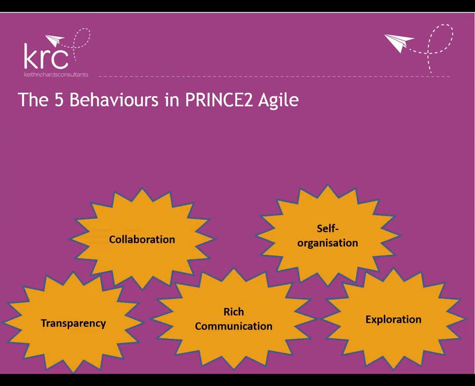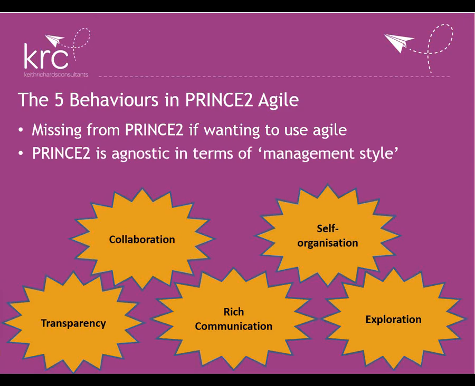Now, I just want to concentrate on the 5 behaviours in terms of PRINCE2 Agile. And the 5 are, as you can see on the screen there, transparency, collaboration, rich communication, self-organisation, and exploration. And these are the 5 we've identified because, to be honest, they're missing from PRINCE2.